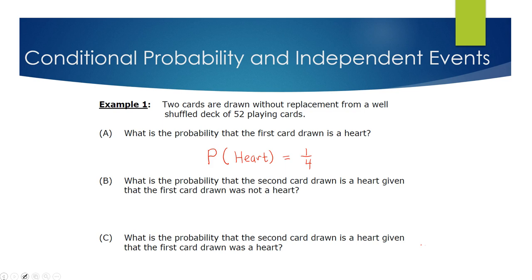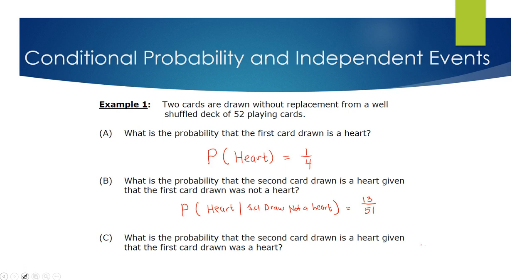But I'm going to have all the hearts left to pick from, which means all 13 of them. So the probability of me picking a heart on the second pick, given that the first pick was not a heart, would be 13 out of 51. And for part C, the probability that the second card drawn is a heart, given that the first card drawn was a heart.